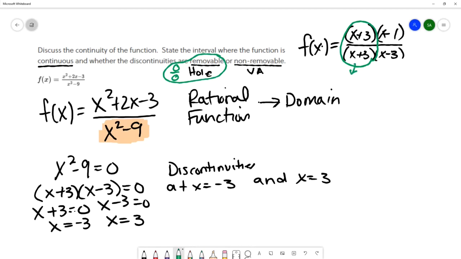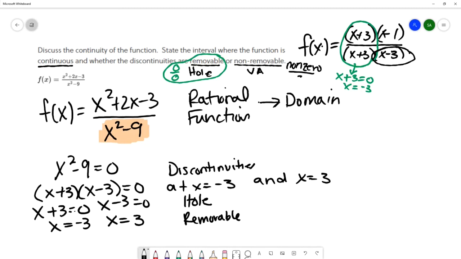So what discontinuity am I talking about? I can figure it out by setting that factor to 0. So at x equals negative 3, I have a hole in the graph, and so that means I can categorize that discontinuity as removable. And then at x equals 3, because I don't have a common factor for x minus 3, that means I would get a non-zero over 0, and that's something that indicates a vertical asymptote. And a vertical asymptote is non-removable. So at x equals 3, I have a vertical asymptote, which is non-removable.